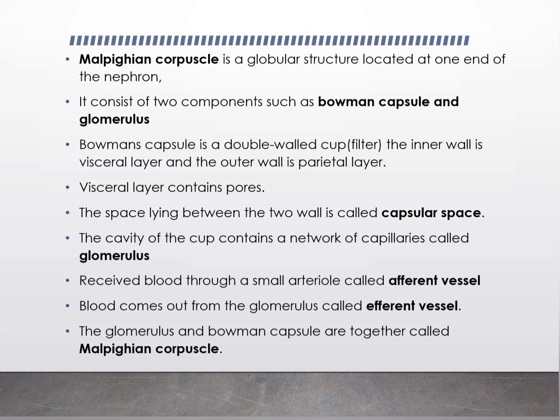The Bowman capsule can be compared to a funnel with a filter paper. The cavity of the cup contains a network of capillaries called the glomerulus. The glomerulus receives blood through a small arteriole called the afferent vessel. Similarly, the blood comes out from the glomerulus through another arteriole called the efferent vessel. The glomerulus and Bowman capsule are together called the Malpighian corpuscle.